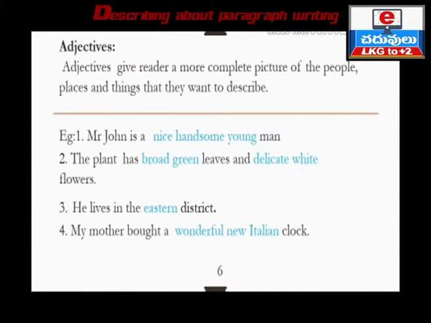Adjectives. Adjectives give a reader a more complete picture of the people, places and things that they want to describe. For example, Mr. John is a nice, handsome young man. This sentence is more informative to know a little about Mr. John. Now look at the second example. The plant has broad green leaves and delicate white flowers. When you hear the sentence, a plant with the broad green leaves and the white flowers, it strikes in your mind.